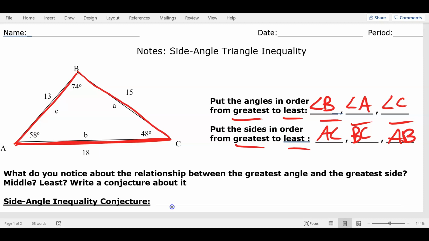Okay, so B is the biggest angle here. AC is the biggest side here. So they're not touching, but let's look at it. B is here, AC is here, right? A is here, BC is here, and then C is here, AB is over here. Is there a relationship that you see?